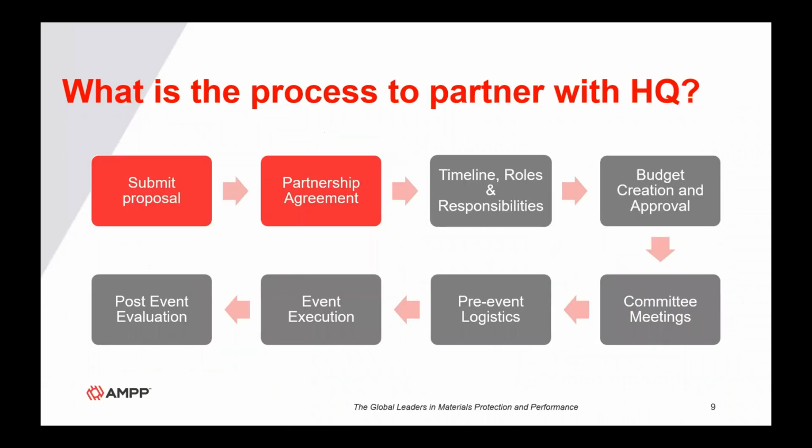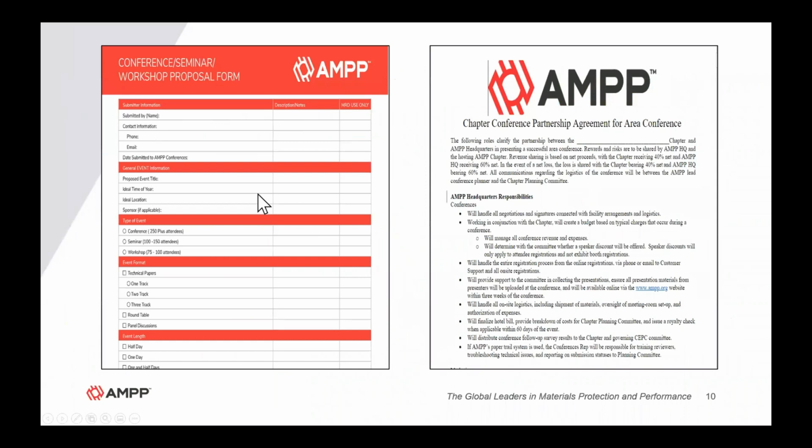So what is the process to partner with headquarters? As you can see here, I have a train of items, and I'll run through a couple of them at a time. First off, submitting a proposal and the partnership agreement. On my screen, on the left-hand side, you'll see the conference seminar workshop proposal form. It is a document that we ask you to fill out with just the basics: who, what, when, and where. The subsequent pages include why this topic is important to you and your attendee base, and how it is going to further the mission of AMP.